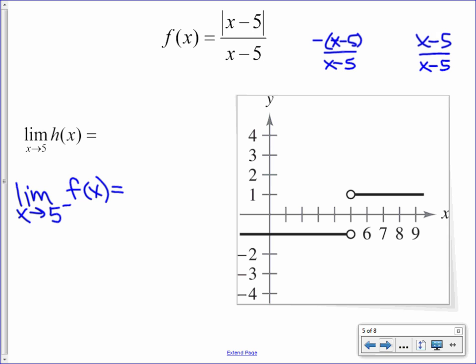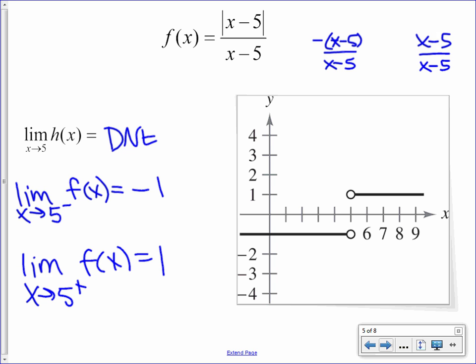So what's the limit as x approaches 5 from the left? What's the limit as x approaches 5 from the right? Are those the same? No. So we already knew this, but our limit does not exist. Do we still need to try with that one, even though we're reading something that gave us information?